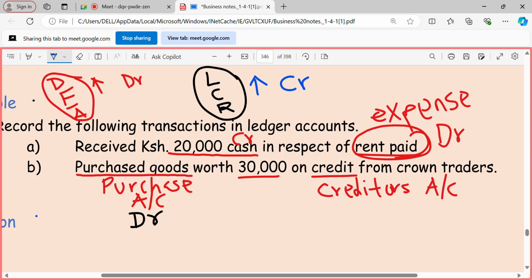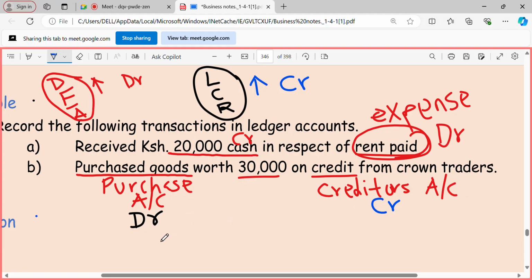Credit, vitu za deni, hiyo ni liability. Credit, vitu za deni ni nini? Ni liability. Liability are loans and all those things. So, according to the other rule, that is the LCR. Okay, the other rule, that one, the LCR. When these three increase, which is now the liability, L for liability, C for capital, R for revenue, when they increase, what happens? When they increase, what do you do, candidate? When they increase, you credit. These ones, when they increase, you credit them.